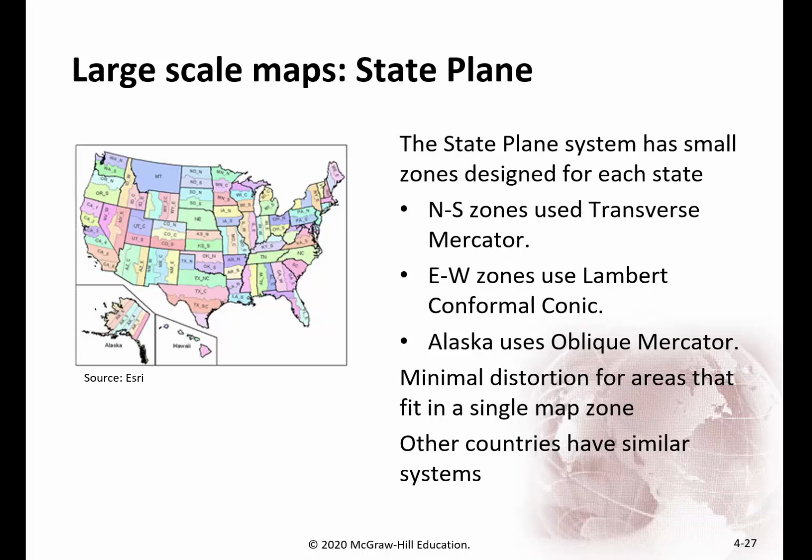When this is projected accurately, it's going to minimize the distortion for areas that fit into a single map zone. Other countries have similar systems, but the state plane system is unique to the United States. You'll see too, depending on the area being covered, California has multiple state plane systems, while other states are going to have just a singular state plane system. Basically, all that means is that each of these individual state plane systems has a mildly different projection.